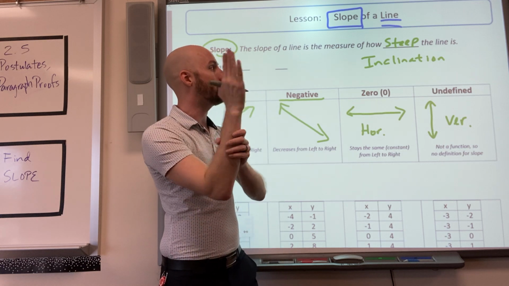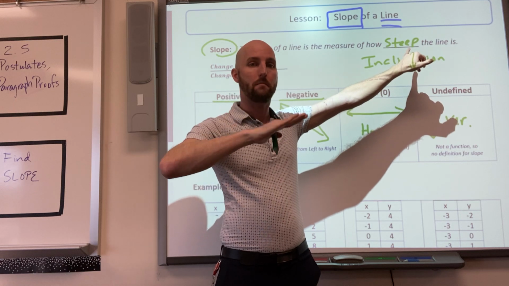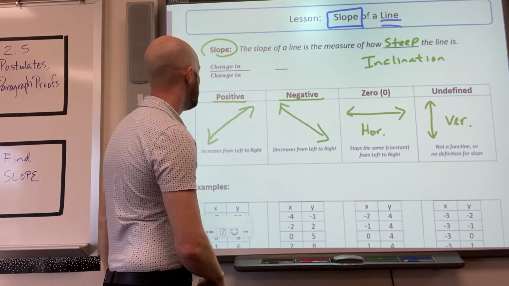Okay, so slope determina la inclinación. En inglés se llama the steepness. Okay, it's más steep o menos steep que la otra línea.